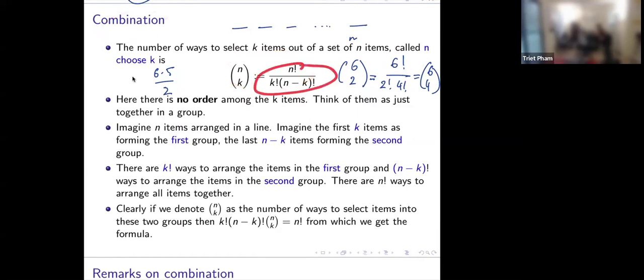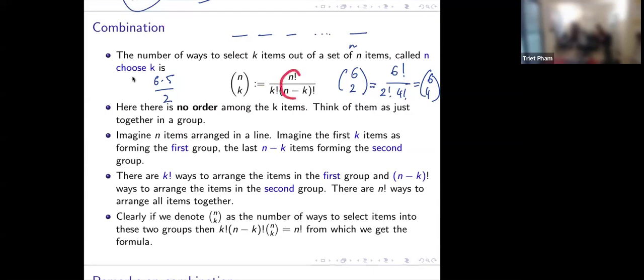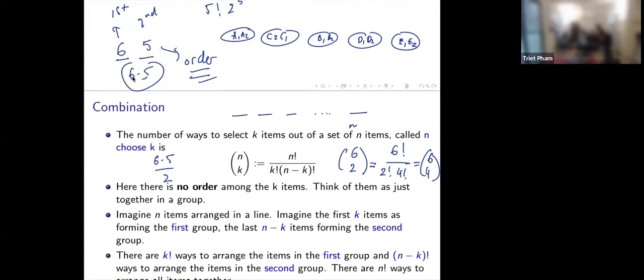Another way to look at this is that n factorial over n minus k factorial really is n times n minus 1, etc., down to n minus k plus 1. That's this term right here. If you look at this carefully, this is exactly the number of ways you can arrange k items in a line.